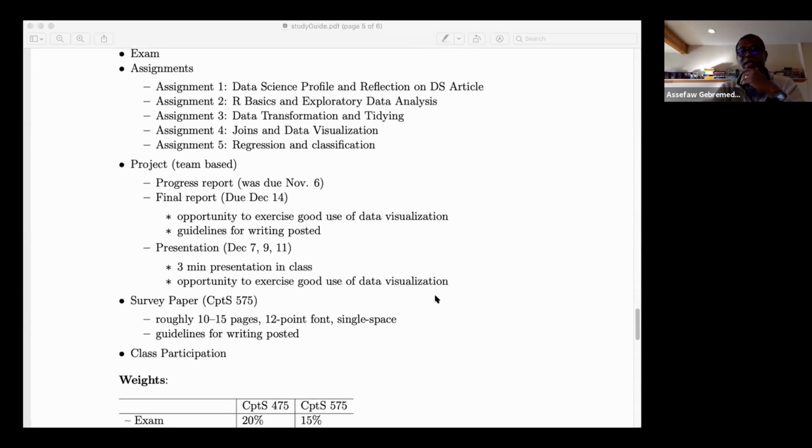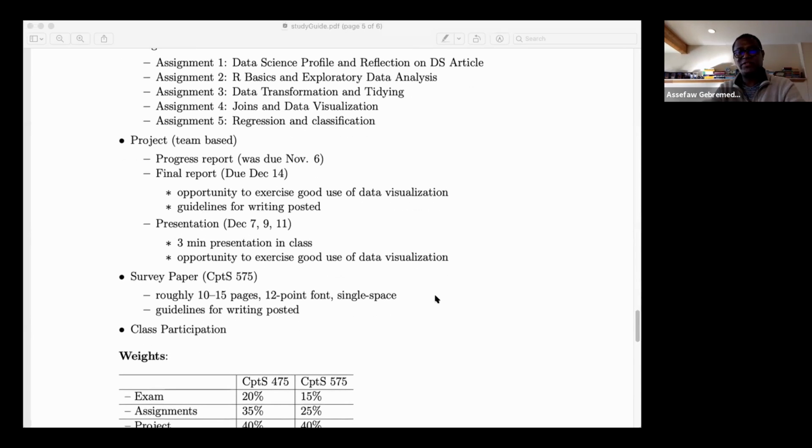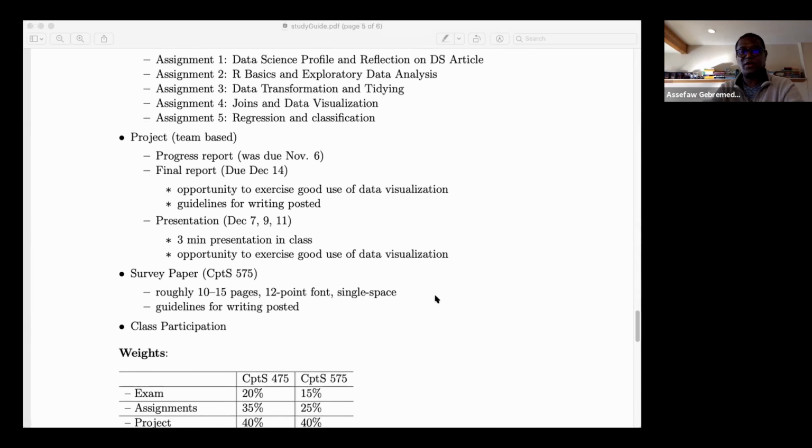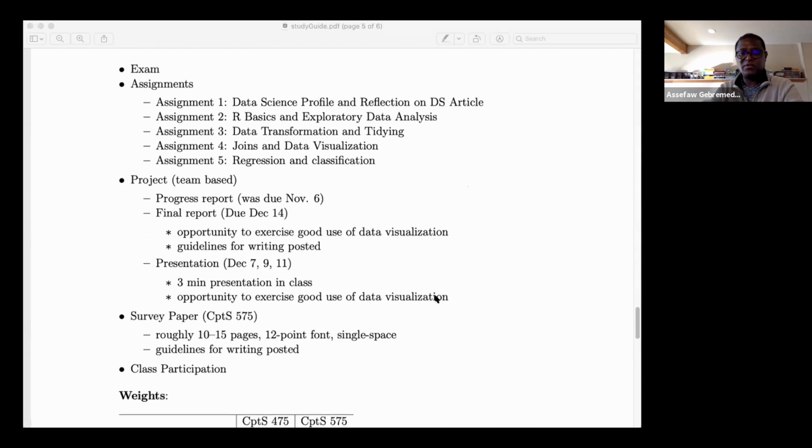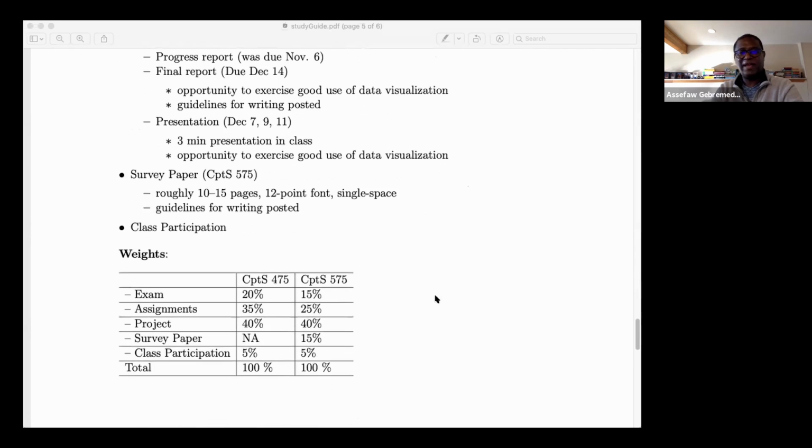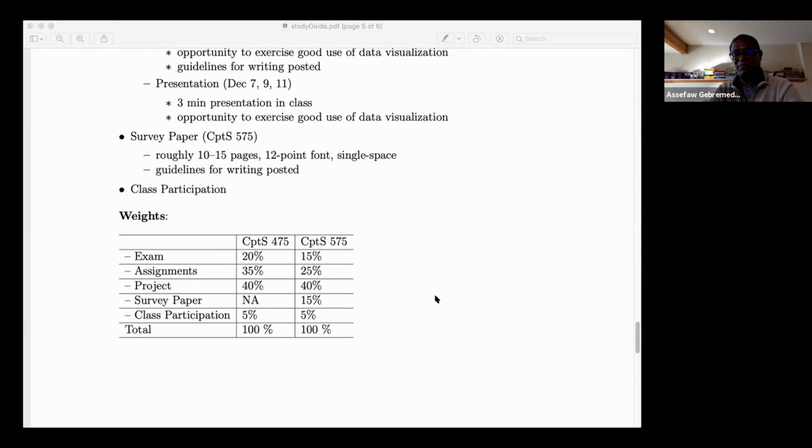For those of you who are 575 students, you have also a survey paper to work on. And here's a couple reminders. You have all heard back from me whether your topic is approved or not. And I also want to remind you, class participation carries a weight. And here is the weight, this is what it was in the syllabus. I'm just writing it again so that you can look at it.